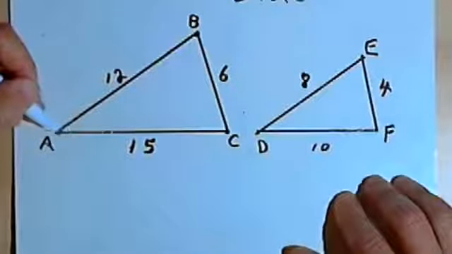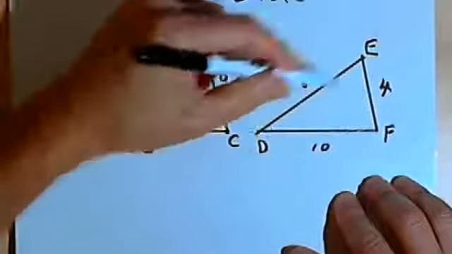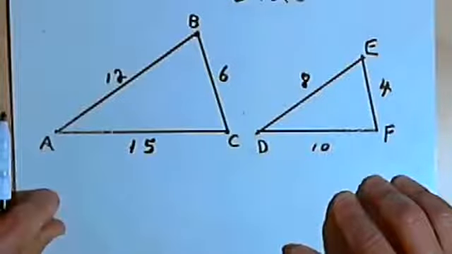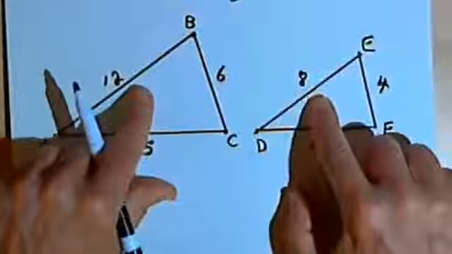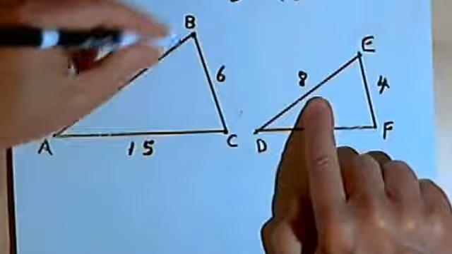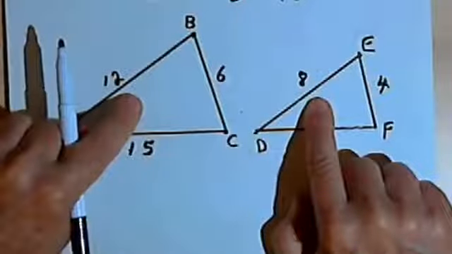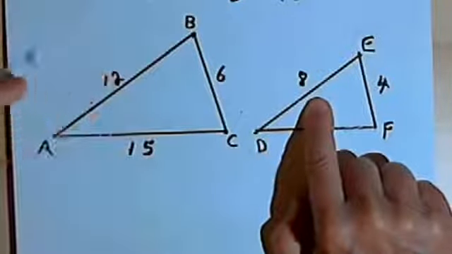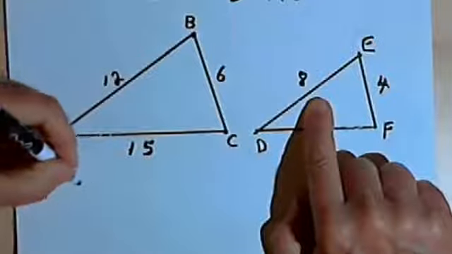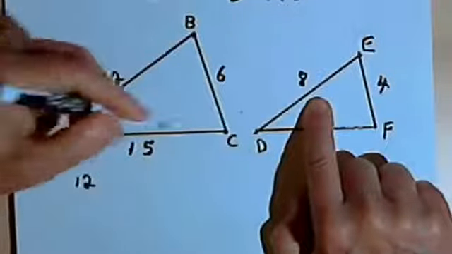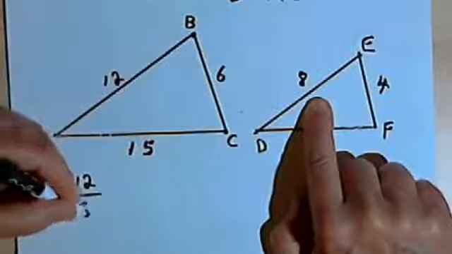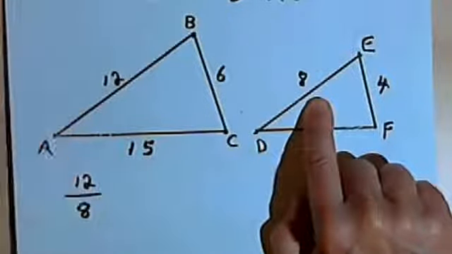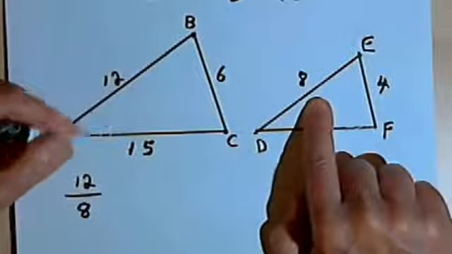I've got two triangles here, triangle ABC and triangle DEF, and I want to see if they're similar. So here's what I'm going to do. I'm going to take a pair of corresponding sides. Looks like side AB corresponds with side DE, and I'm going to make a ratio of their sides. So side AB is 12 units long, and side DE is 8 units long. So the ratio of their sides is 12/8.